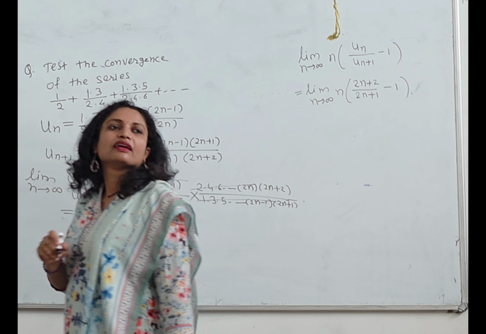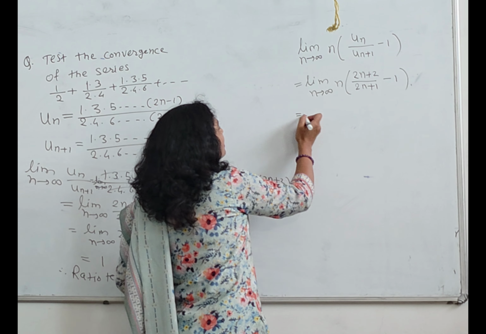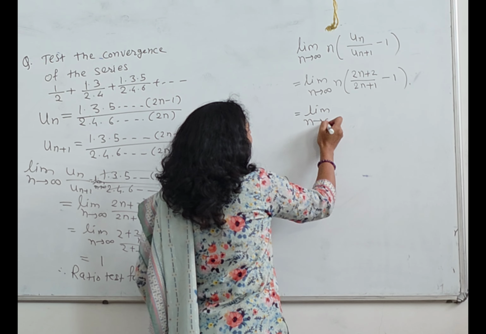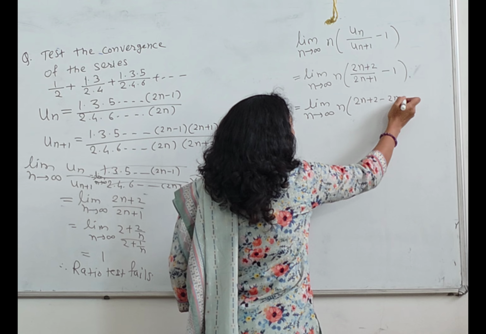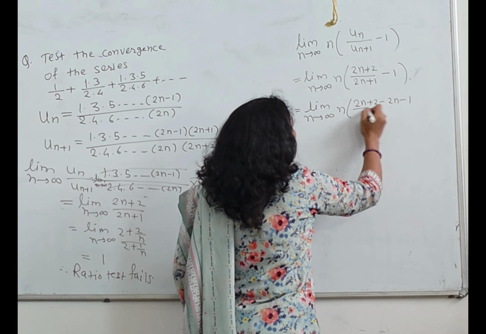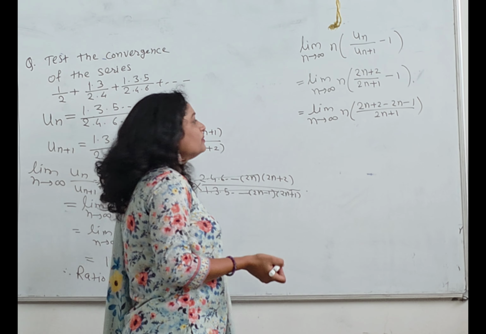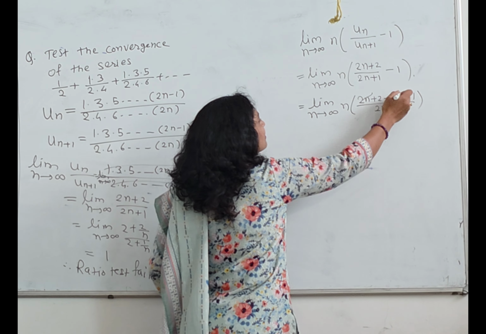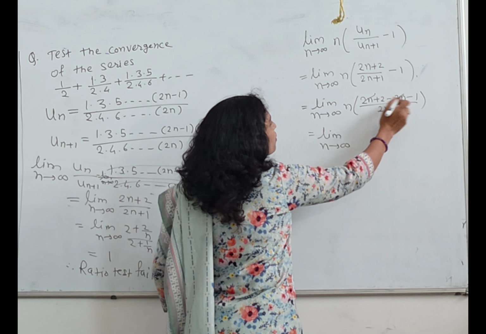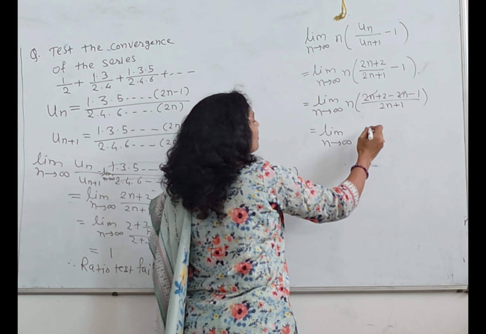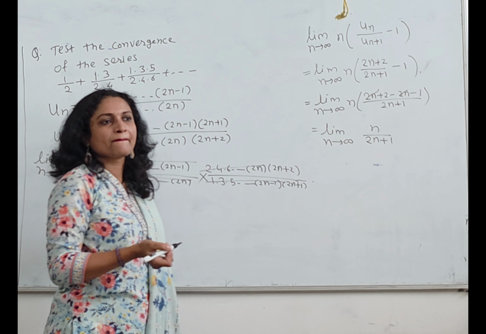The next step will be taking the LCM, or taking the cross product of that. So the term will become the limit as n tends to infinity of n into 2n plus 2 minus 2n minus 1, cross multiplication, upon 2n plus 1. What will get cancelled here? 2n will get cancelled. So it will be the limit as n tends to infinity of 2 minus 1, that is 1, and the numerator has n here, so n upon 2n plus 1. Next step?